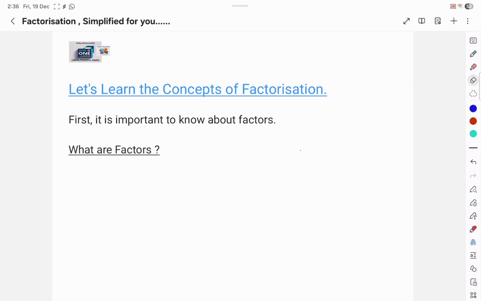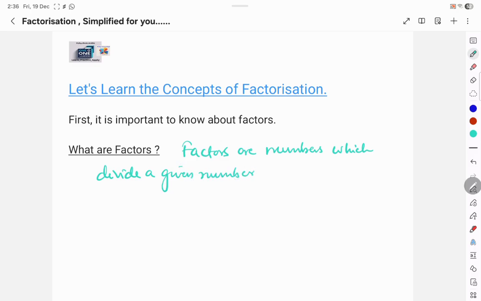So factors are numbers that divide a given number evenly without leaving a remainder. So we can say factors are numbers which divide a given number evenly without leaving a remainder.